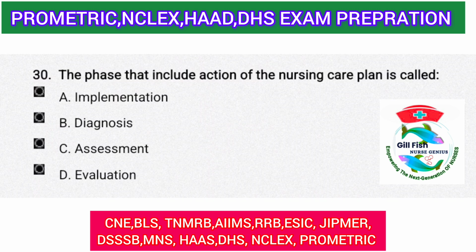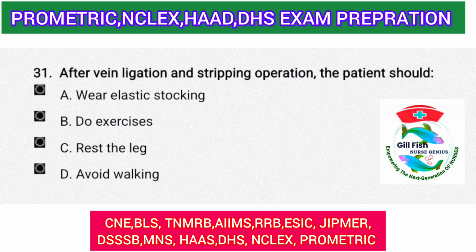The phase that includes action of the nursing care plan is called: option A implementation, option B diagnosis, option C assessment, option D evaluation. Usually when we are going to do the nursing care plan action, action means we are going to do some planning for them. After planning we are going to implement. So what is the correct answer here? Option A, implementation, is the correct answer. Okay, move on to the next question.